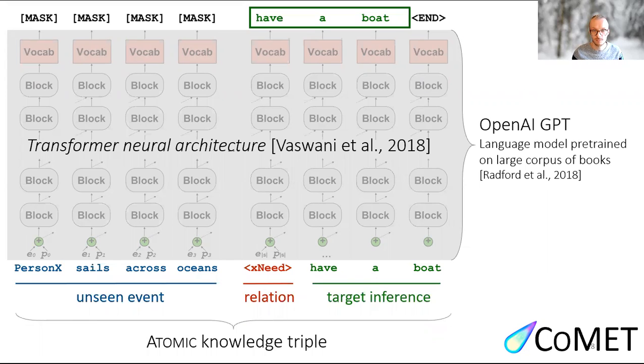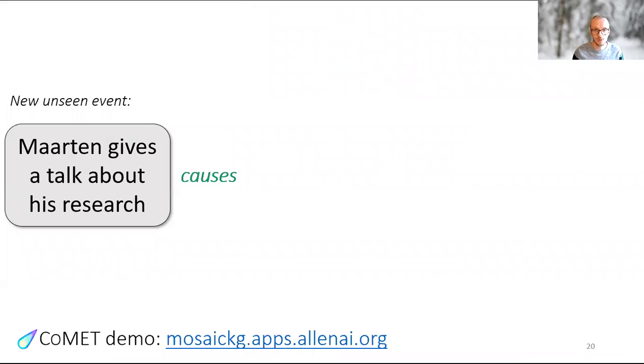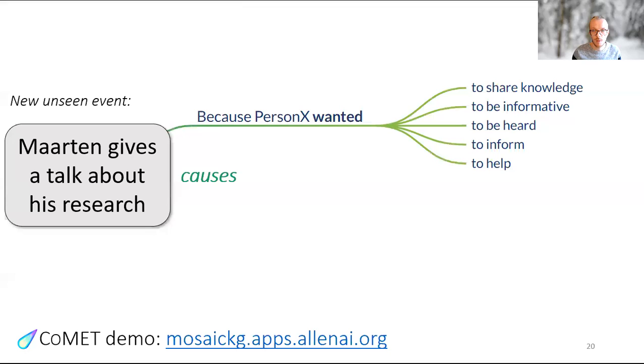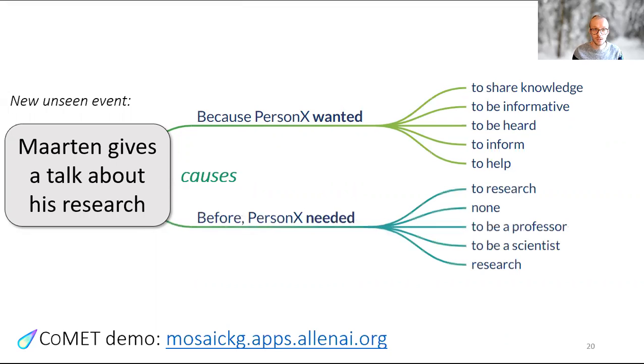relation from ATOMIC. To show you how that works, and that it works, we can give it a new event like "Maarten gives a talk about his research" and ask it why I did it. So here, the model thinks that I wanted to share knowledge, be informative, and be heard. And that's why I gave a talk about my research. And that before I could give a talk about my research, I needed to do some research and be a scientist and also be a professor.